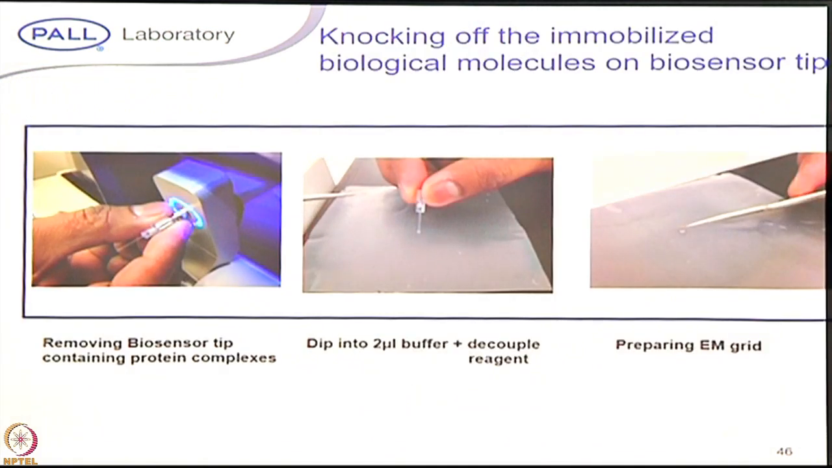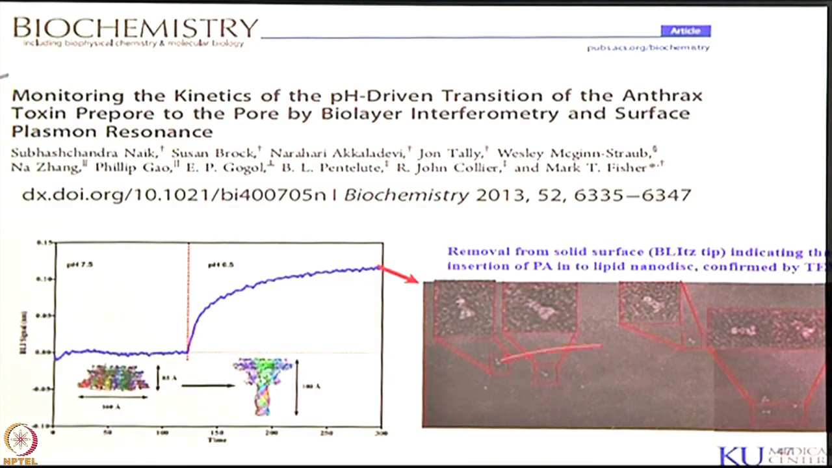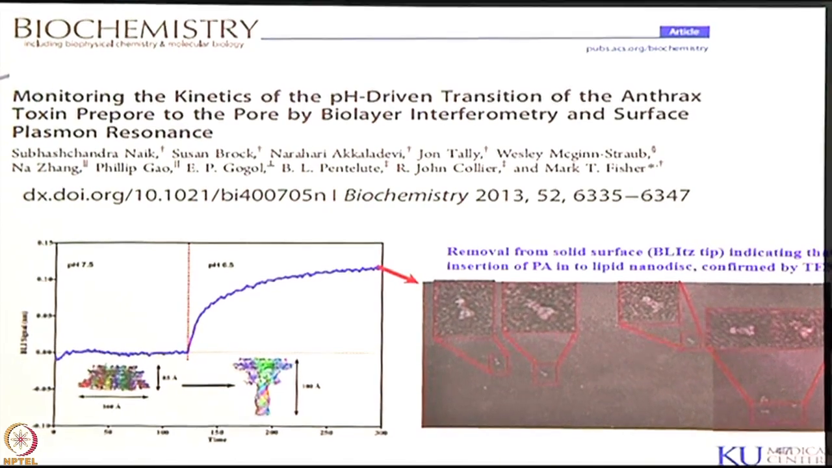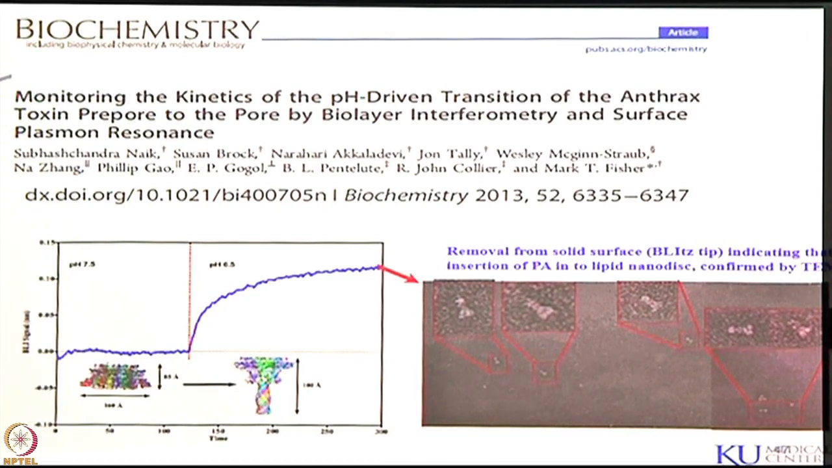So what they had done? Removing the biosensor tip, they dip it in a buffer and decoupling reagent, then prepare the EM grid, and you can look at the electron microscope to see how the complexes are. So you can perform such kinds of experiments.